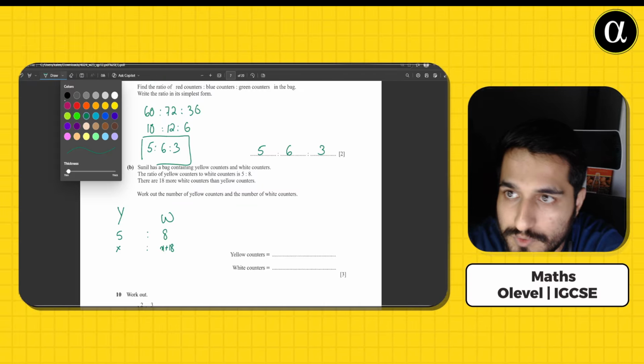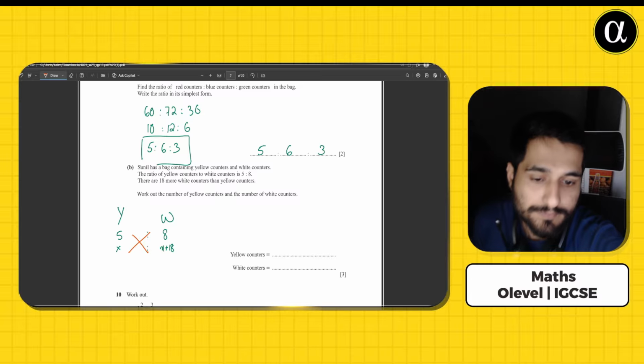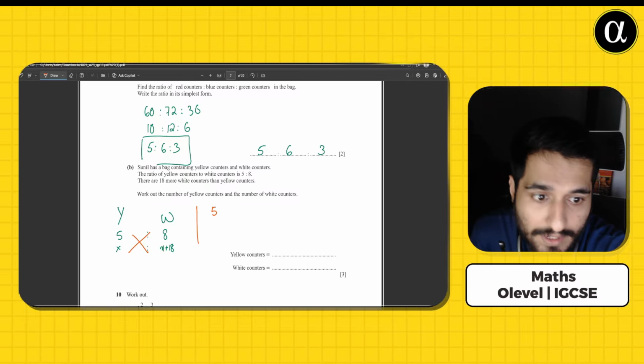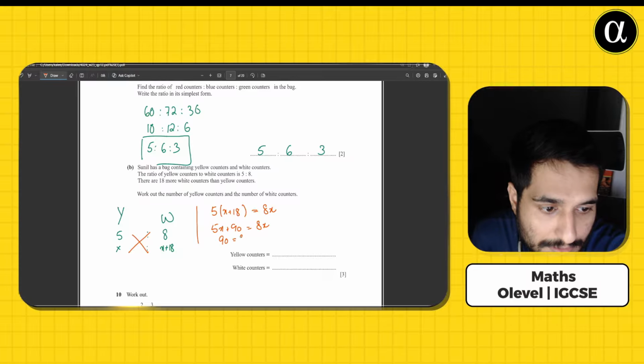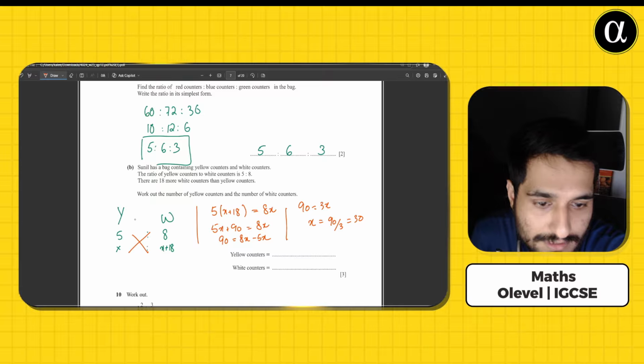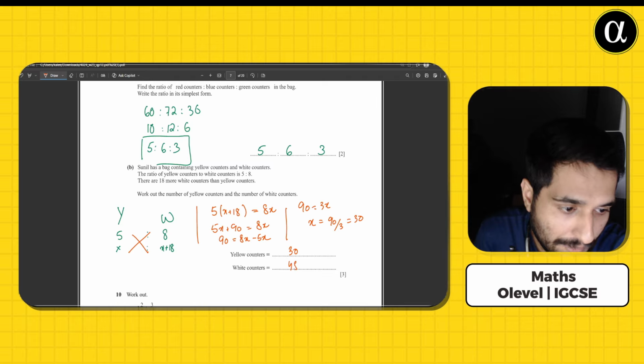Now, in order to solve this, we are going to cross multiply. What we're going to do is basically 5 times x plus 18 is equal to 8x, and this is going to be 5x plus 90 is equal to 8x, and we are going to say 90 is equal to 8x minus 5x, and this would give us 90 is equal to 3x, and the value of x is going to be 90 over 3. That gives us 30. Now this was the yellow counters, hence this is going to be 30, and white were 18 more than yellow, so this is going to be 48.